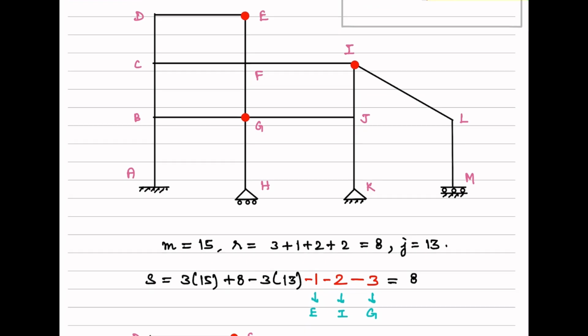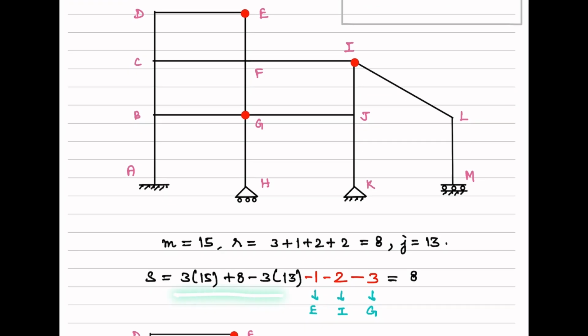Okay. So if we start with the formula directly, 3m plus or minus 3j, that gives you the static indeterminacy in case internal hinges are absent, but we do have them, so we need to account for that. As I said earlier, the equations of condition available at joint E is 1, at joint I is 2, and finally at joint G is 3. So 1, 2, 3. Sum it up, it gives a value of 8.